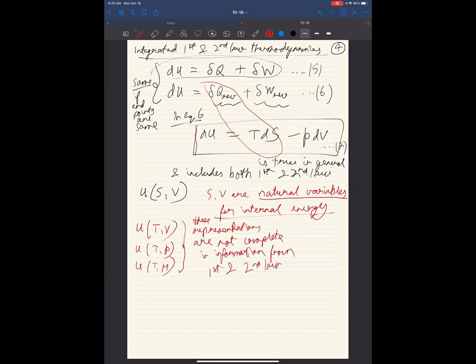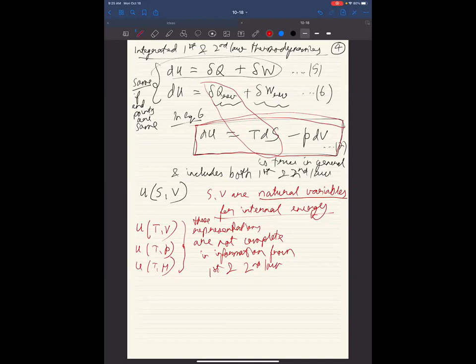The only equation for U that has included both first and second law at the same time is when U is written as a function of S and V. Now, this is true for a constant composition system. Remember, we are not talking about N. We are not changing the number of species. Starting next week, we will start talking about variable composition systems.